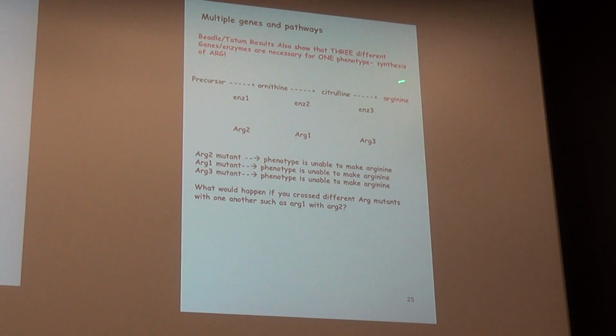So if you were focused simply over here, arginine mutant 3 would be unable to make arginine, arginine mutant 1 would be unable to make arginine, and arginine mutant 2 would be unable to make arginine. So what happens now if, say, you were to take an organism that had mutations in a same phenotype and you did some kind of crosses?